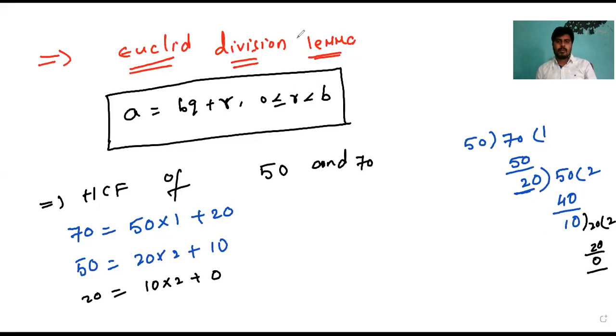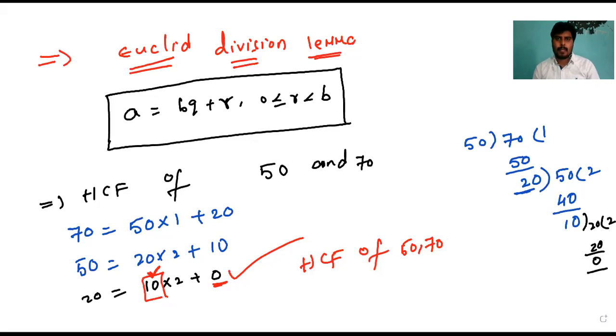See, here you got the divisor 10, and you got remainder 0, right? So where you get the remainder 0, the divisor, this is the divisor right here. The divisor 10 is the HCF of 50 and 70. Okay. Any doubts, Sana? Do you have any doubts regarding this? You can ask.